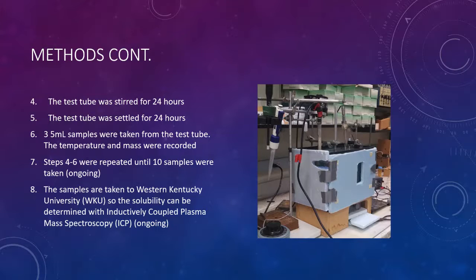The test tube was stirred for 24 hours, and then it was settled for 24 hours to allow suspended barium sulfate to fall back to the bottom of the test tube. And then 3 5 milliliter samples were taken from the test tube. The temperature and mass were recorded. Steps 4 through 6 were repeated until we got to about 10 samples. Then we take the samples up to Western Kentucky University so we can get the solubility with inductively coupled plasma mass spectroscopy.